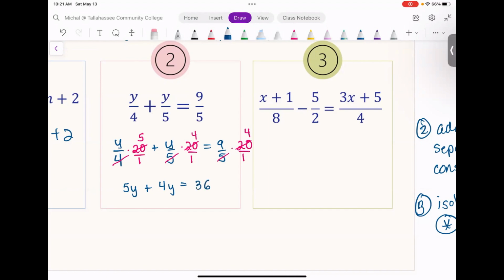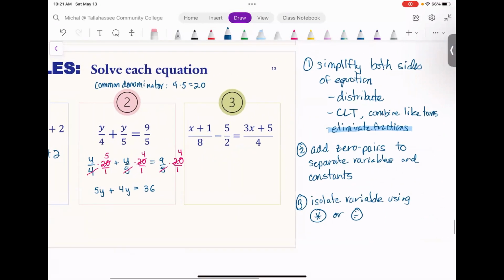So I have a new equation without fractions. I'm going to continue to simplify the left side of my equal sign by combining like terms. 5y plus 4y is 9y. On the right side, I bring down my 36. I have no zero pairs to add or subtract because I already have all of my variables separated from my constants. The left side of the equal sign just has 9y. The right side of the equal sign just has 36. So I can skip step 2 and move directly to step 3.